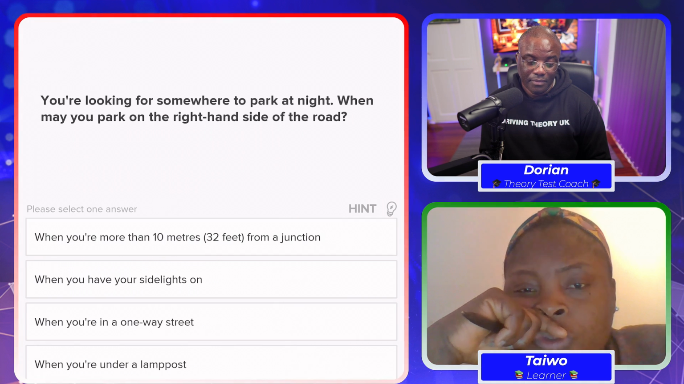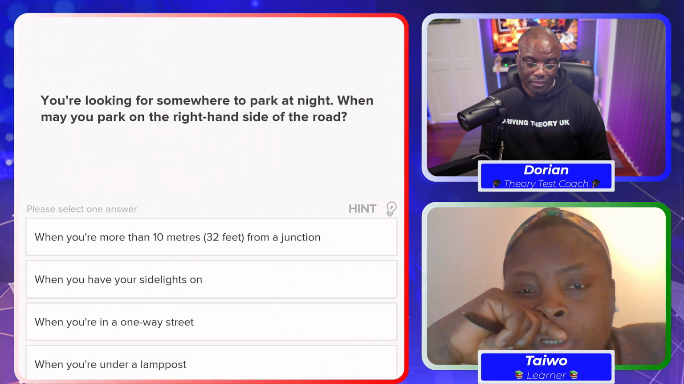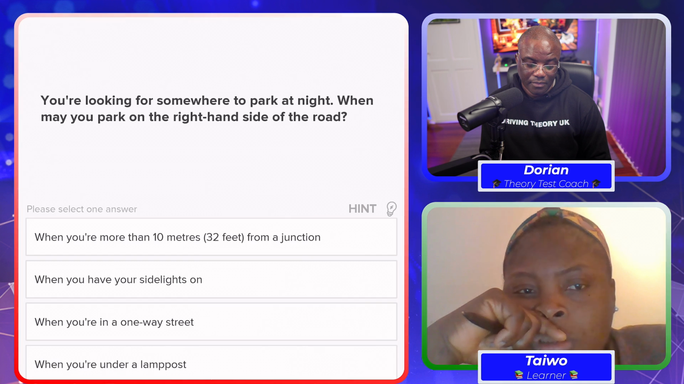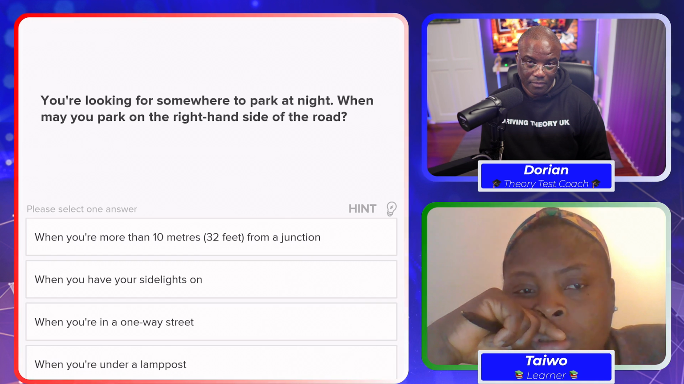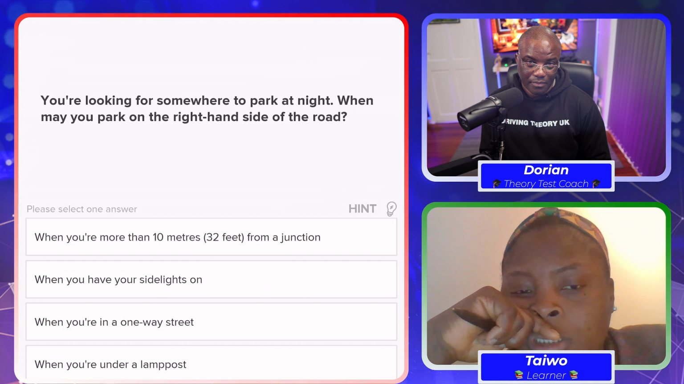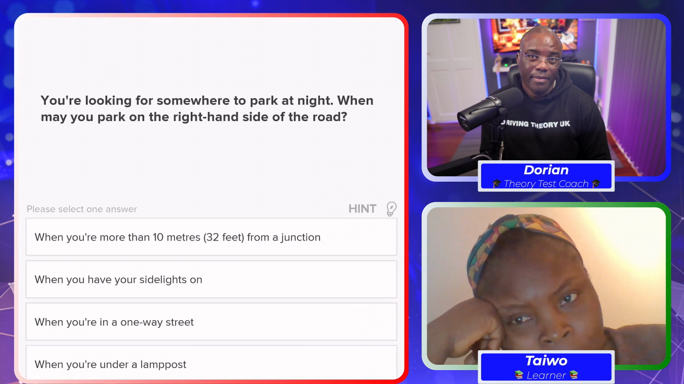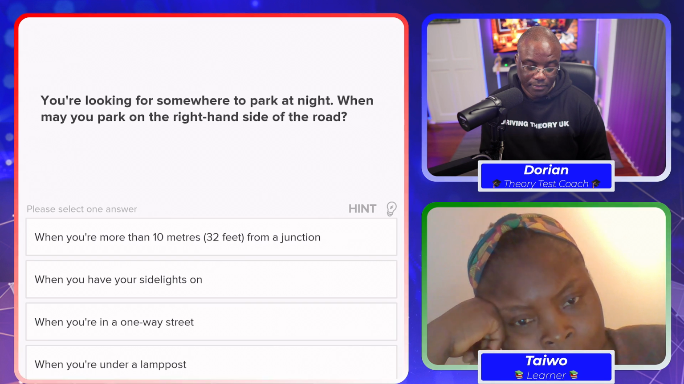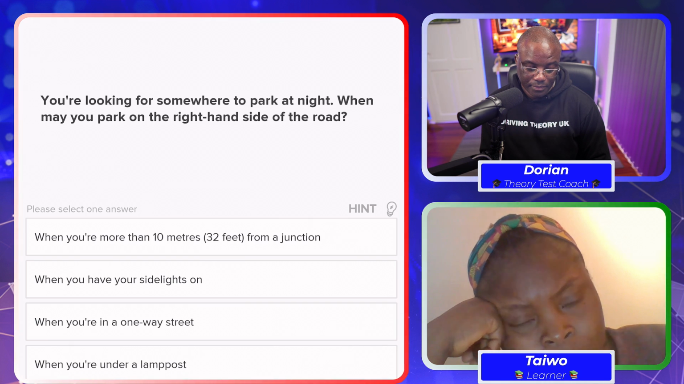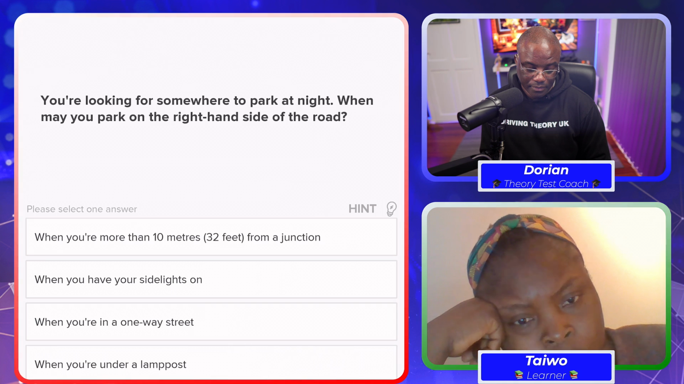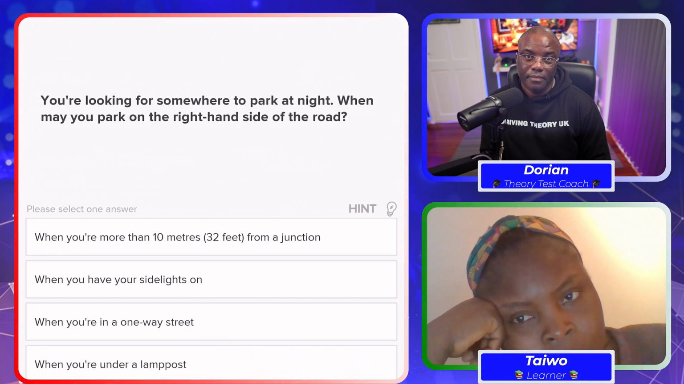You're looking for somewhere to park at night. When may you park on the right hand side? So basically, they're saying when can you legally park on the right hand side? It should be 10 meters away, 32 feet away from the junction. I'll go for A.